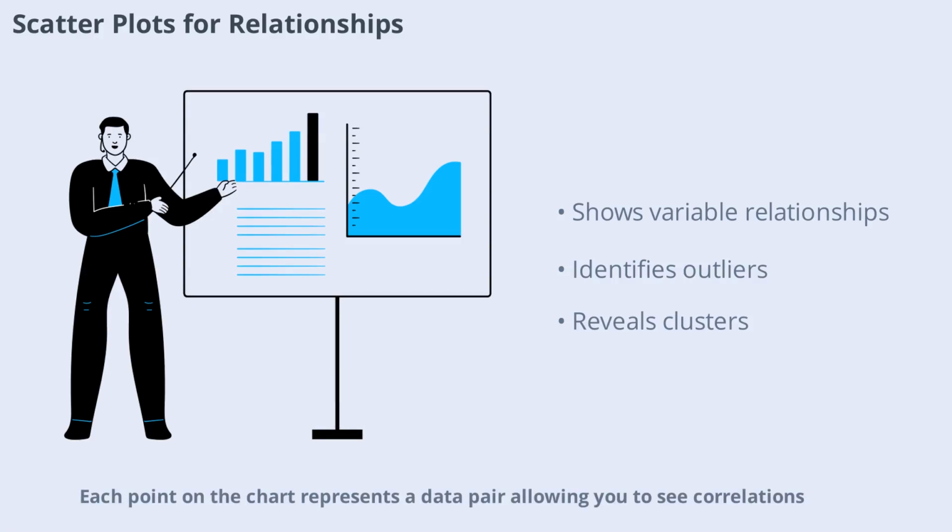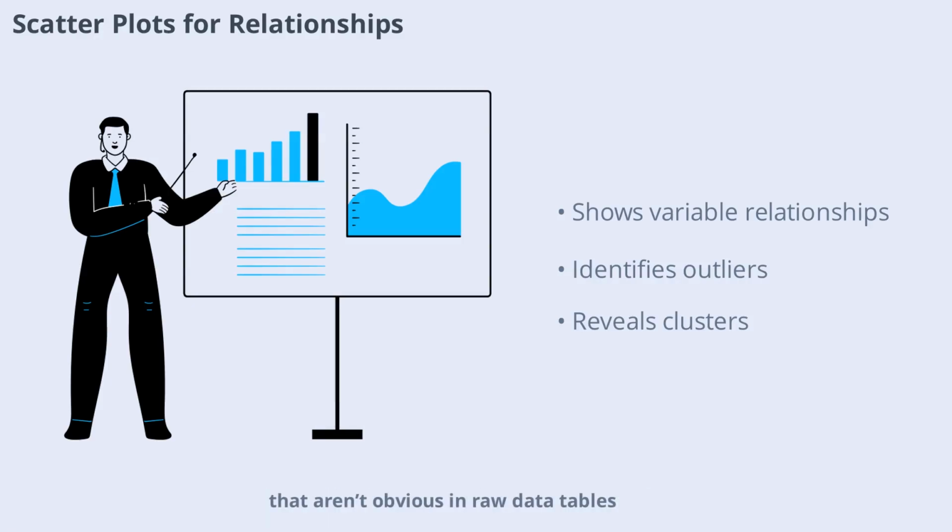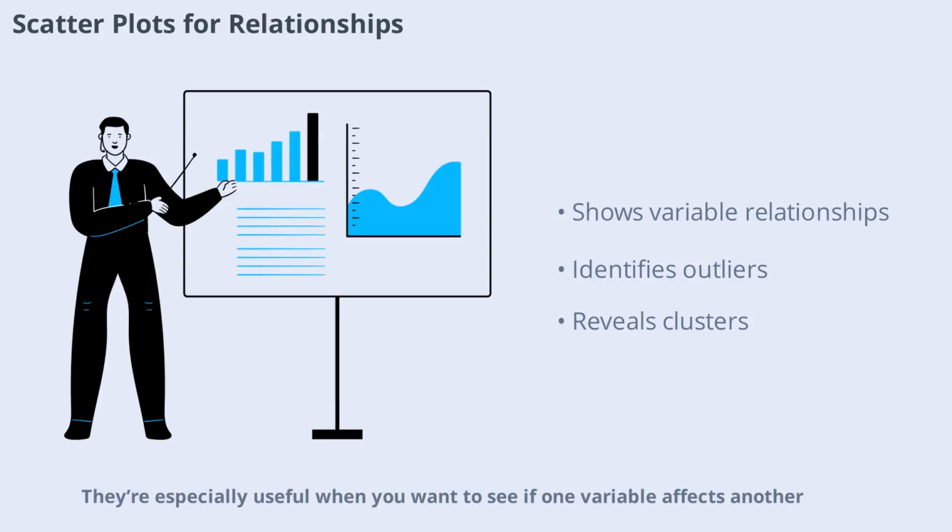Scatter plots are powerful tools for exploring relationships between two variables. Each point on the chart represents a data pair, allowing you to see correlations, clusters, and outliers. Scatter plots are often used in scientific research, economics, and business analytics to uncover patterns that aren't obvious in raw data tables. They're especially useful when you want to see if one variable affects another.